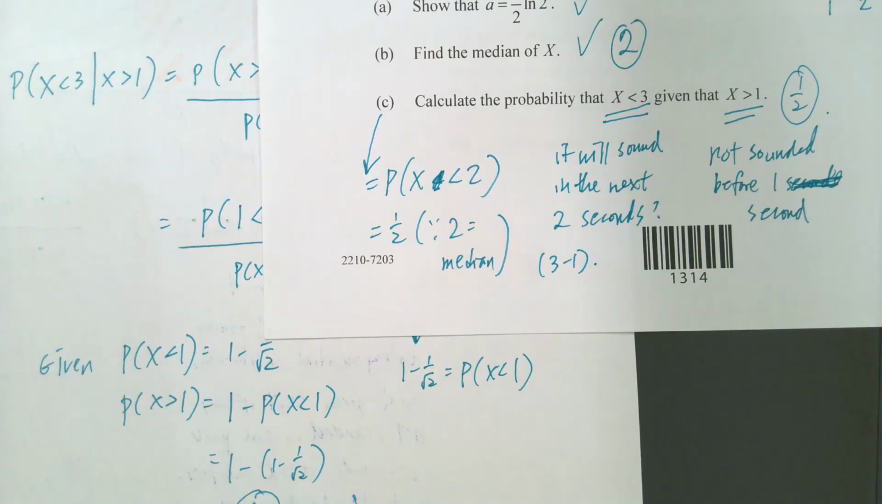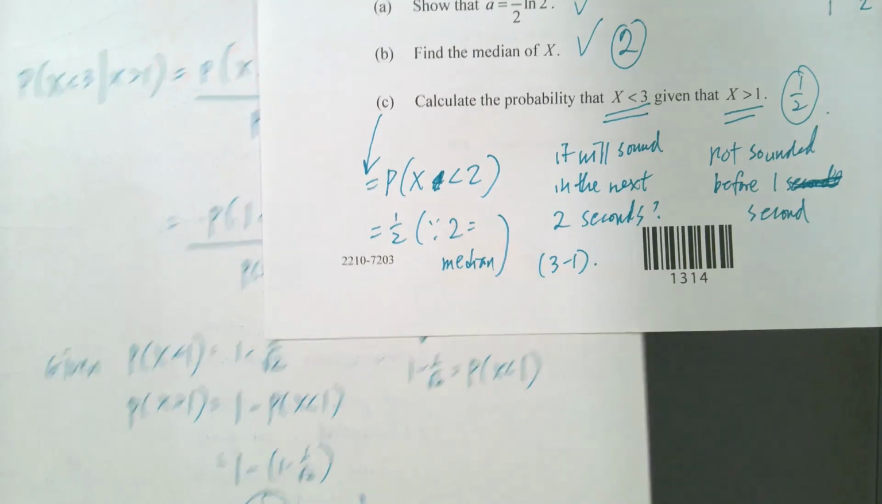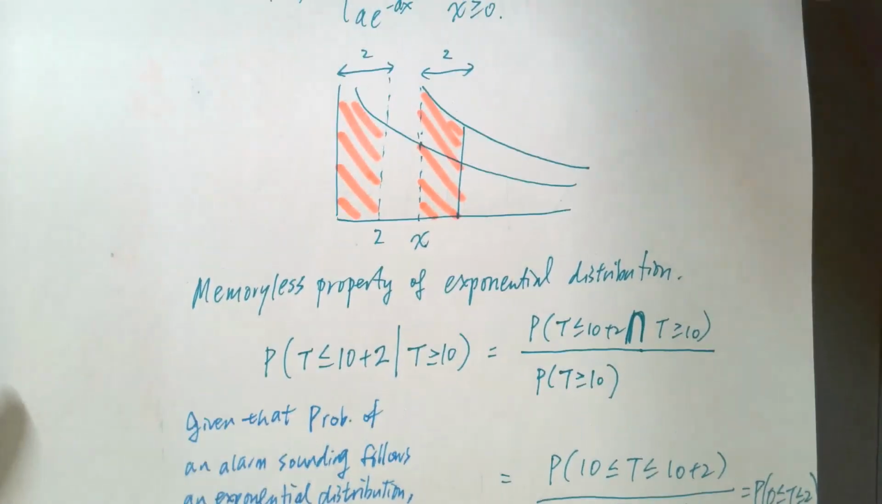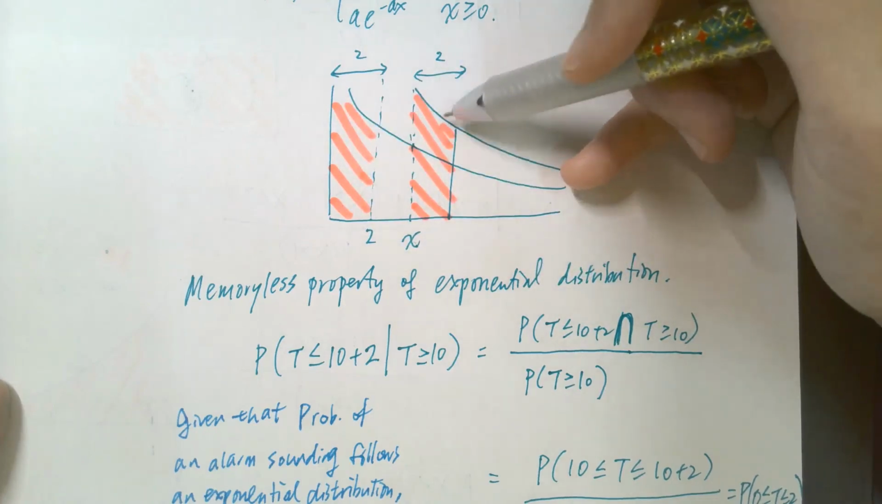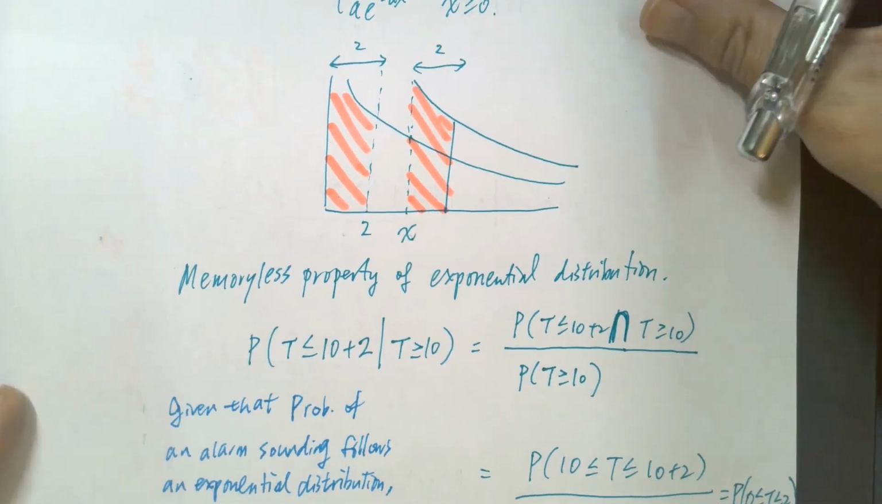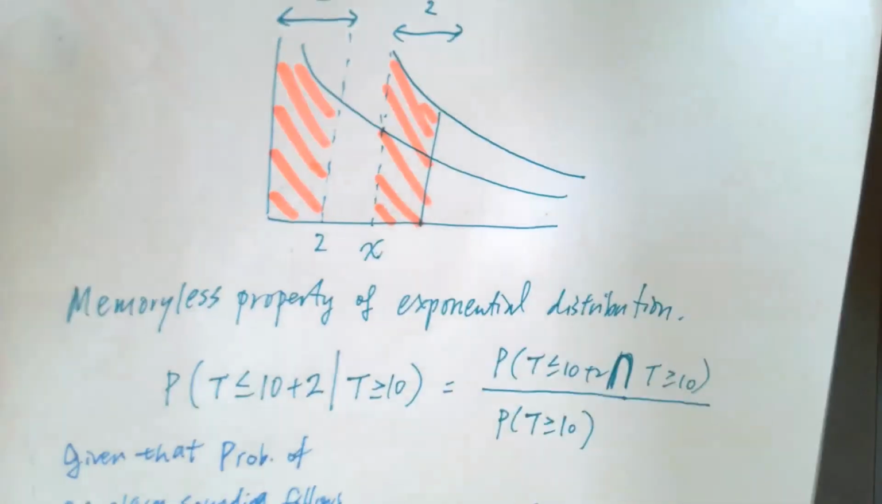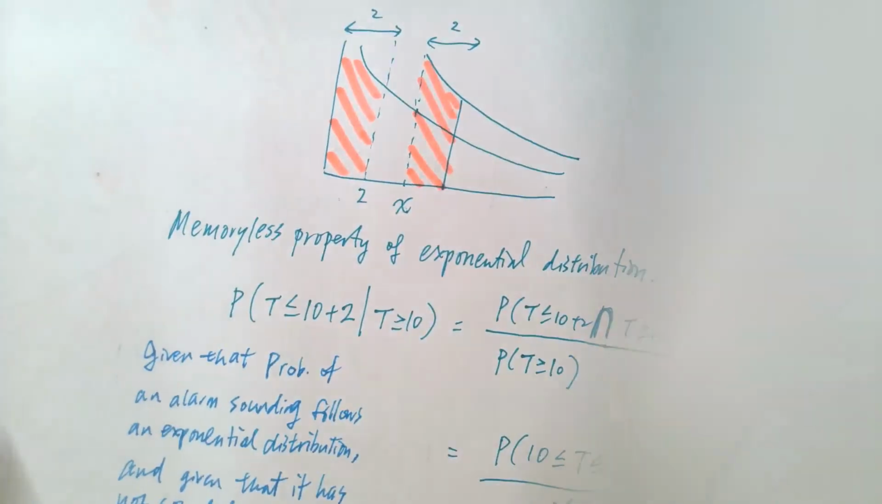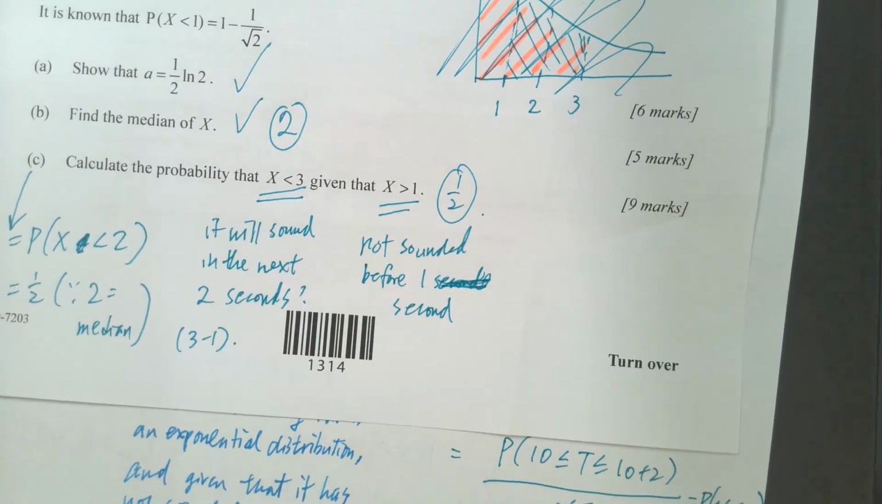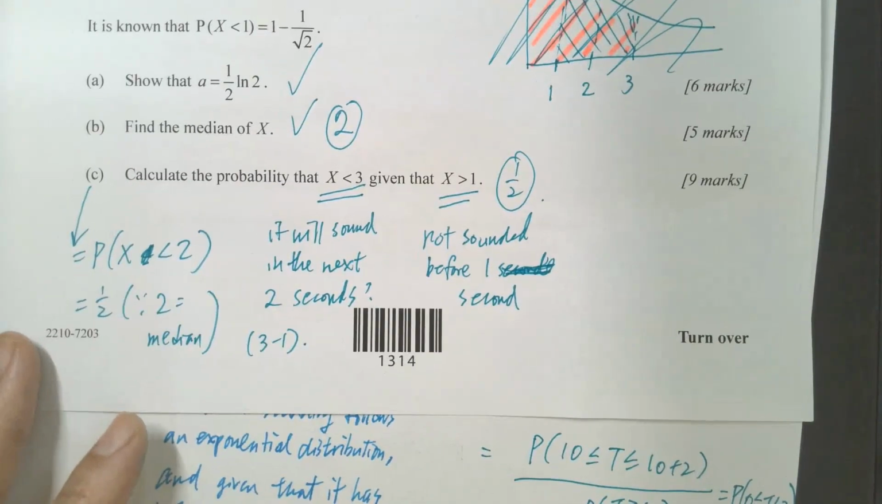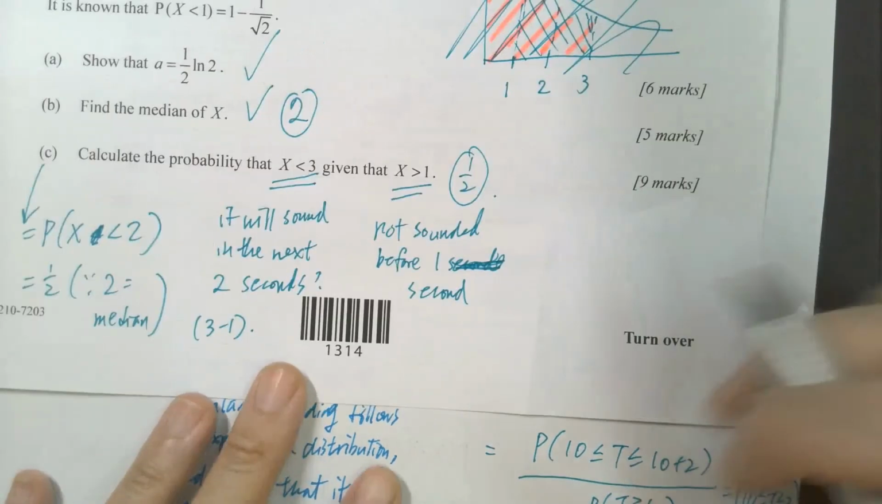But I think the memoryless property is very useful, right? So let's just go back again. It just says that it doesn't matter what the x is. The area here is going to be the same as the area here, given that the interval is the same. So it doesn't matter that it has not sounded before 1 second. What it's really asking is what's the probability that this alarm will sound within the next 2 seconds, right?